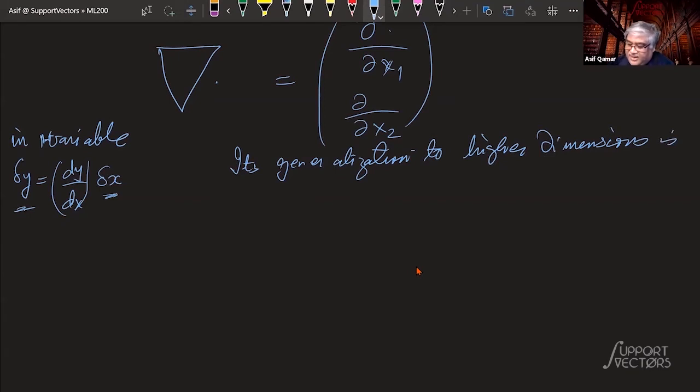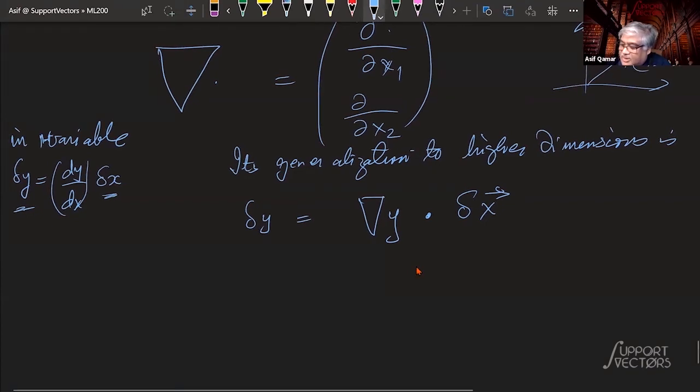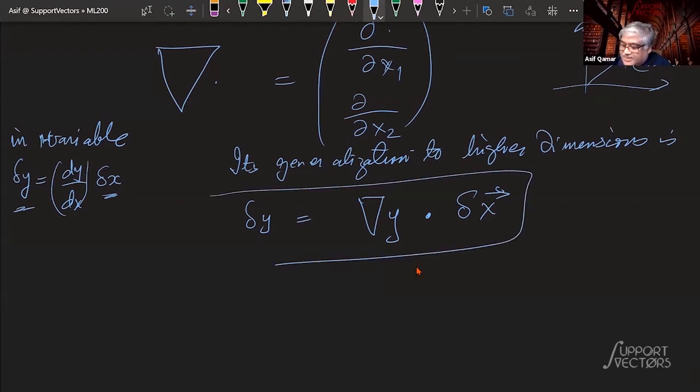The change in y in a vector notation, when x is a vector, is the gradient of y dot product with the small change in x, because now the change in x is a vector. You go from this point to this point. This is the x vector, x1, x2, and you made a small change, delta x. And so it is given by this equation.